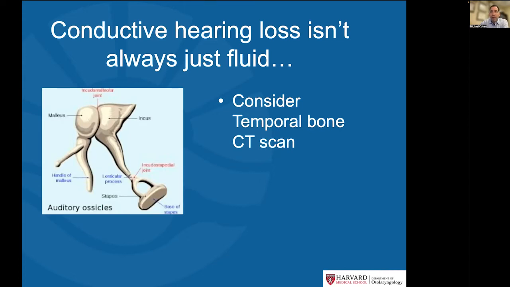And so when there is conductive hearing loss in Myrie syndrome and the ear exam is normal, let's not go rushing to put tubes in the ears. Let's get imaging of the middle ear so that we can determine whether there are any structural abnormalities contributing to this.